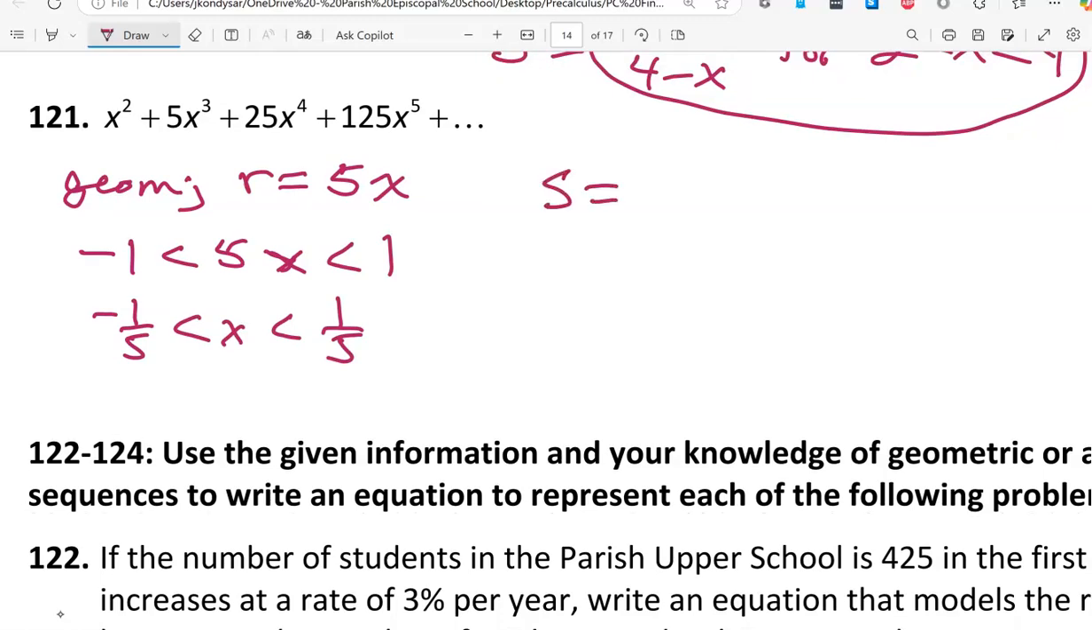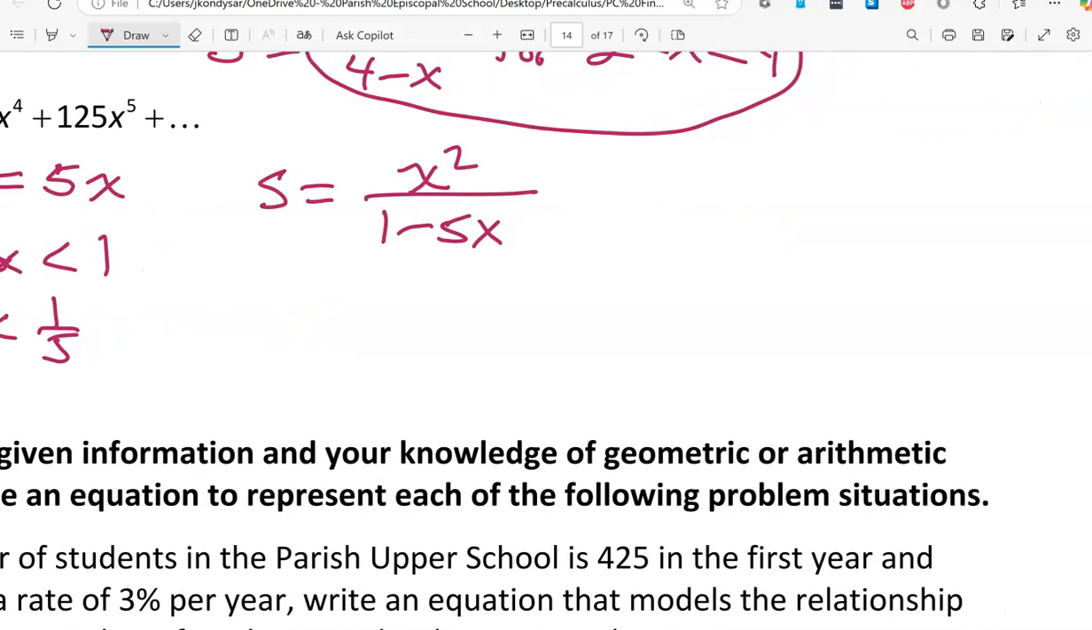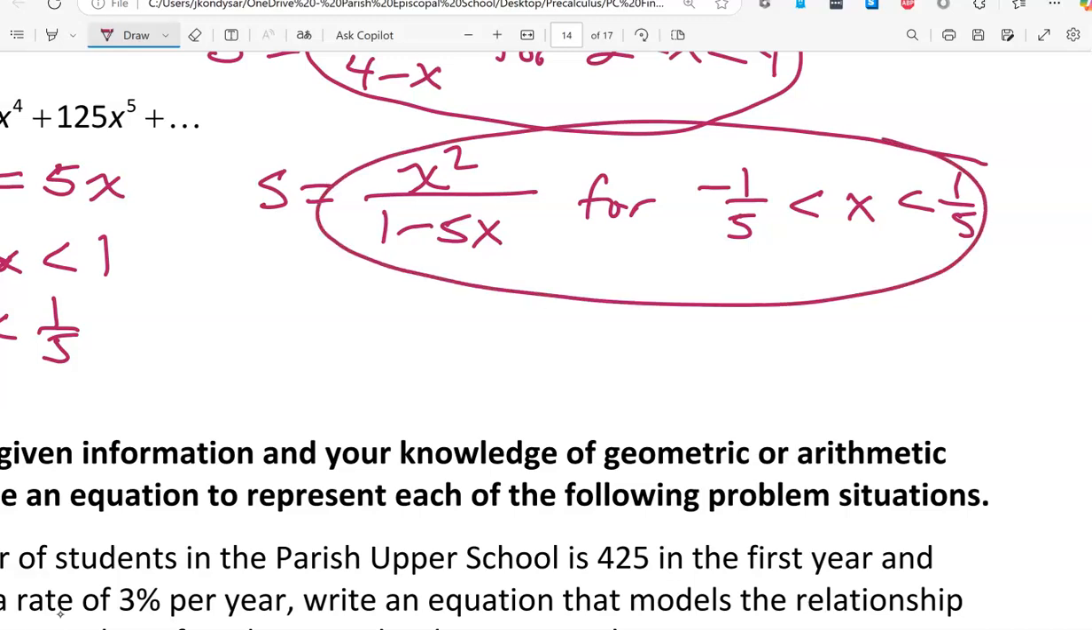The sum of this series is the first term x squared divided by 1 minus the ratio 5x, and there's nothing to be done to simplify that one, so this is for x values that are between -1/5 and +1/5.